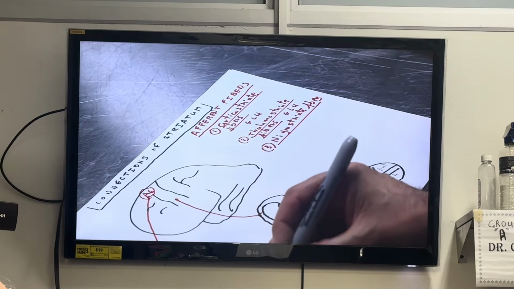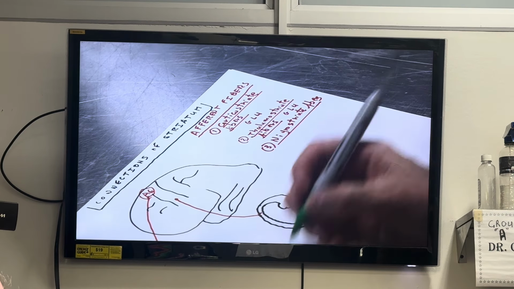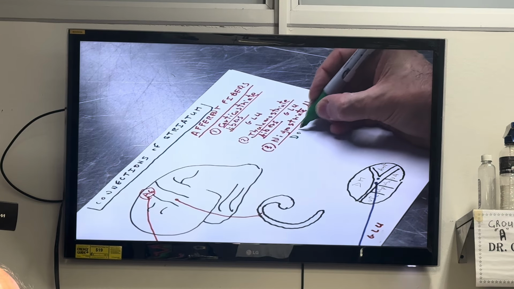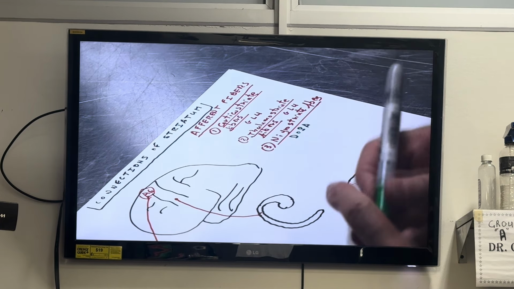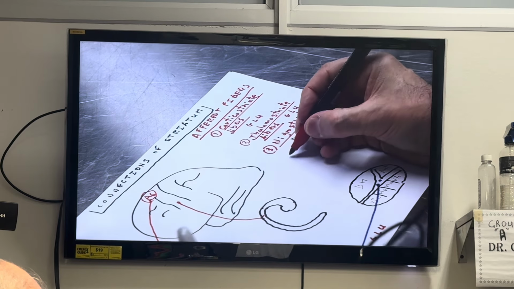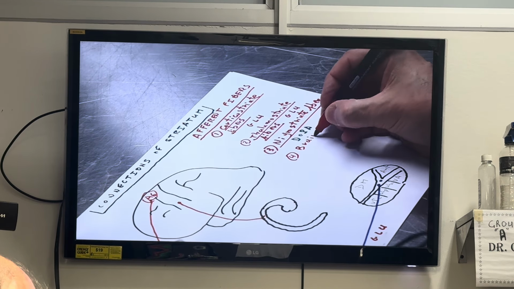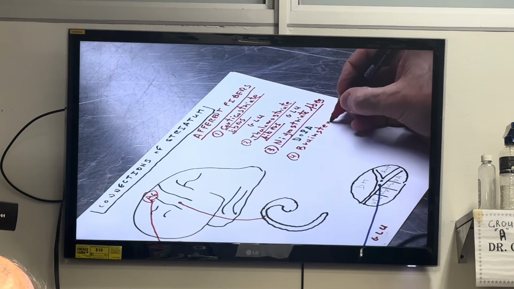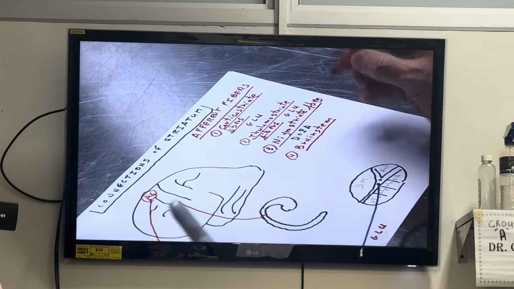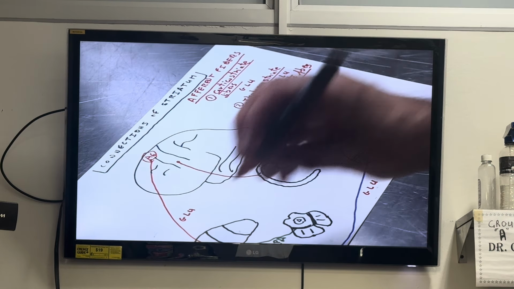It will be dopamine. Okay. And finally, you have some fibers which are coming from the brainstem. And what will be the neurotransmitter?